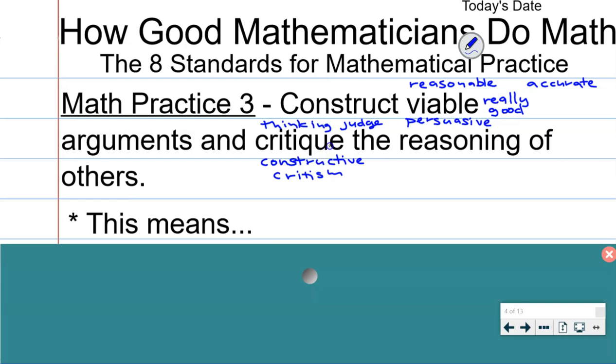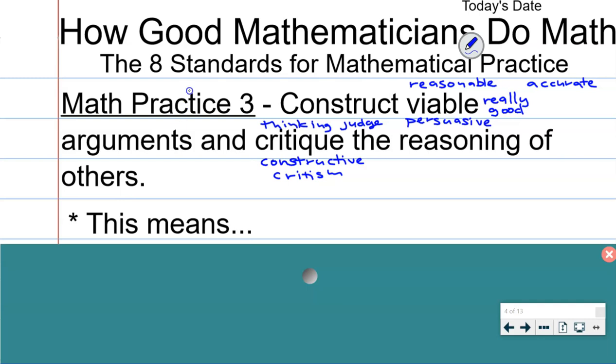Judging, thinking, constructive criticism. Another group came up with "nicely fix," but I think that's the same as constructive criticism. Any other words or phrases in there that need to be clarified? Okay, then I'm going to ask one.